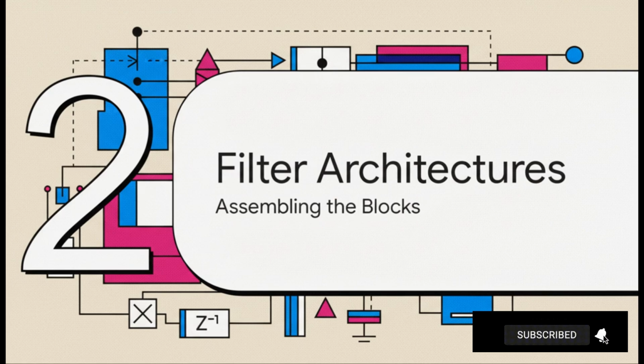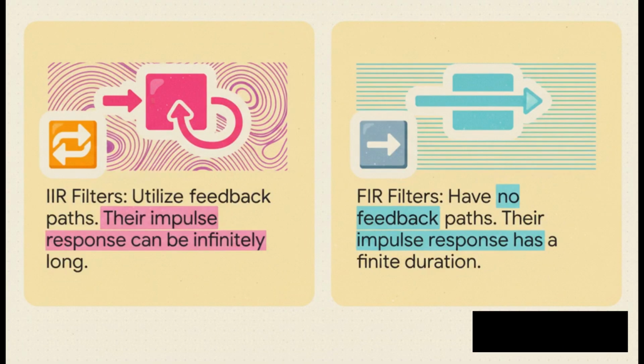So if those are our Lego bricks, the next logical question is, how do we snap them together? Well, engineers have different blueprints. We call them structures or architectures for arranging those adders, multipliers, and delays to get the job done. And these blueprints mostly fall into two big families. The difference? It all comes down to feedback. IIR filters are kind of like having a conversation with yourself. They take their own output and feed it right back into the input. It can be super efficient, but it's risky. FIR filters, on the other hand, are a one-way street. Data flows in, gets processed, and flows out. No feedback loops, which makes them way more stable and predictable.